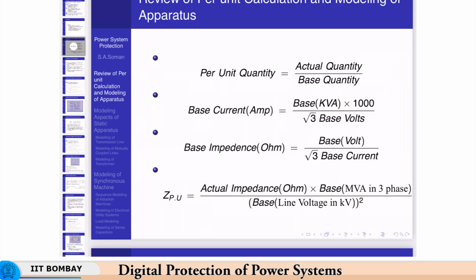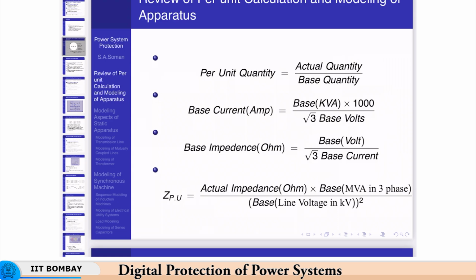Now, the base current, whose unit is amperes, is defined as base kVA, whatever base you define. Many a times for convenience we define 100 MVA as the base, but that is not necessary. Anything can be defined as the base. So, base kVA into 1000, or base MVA directly, divided by root 3 into base volts. Okay. Base impedance in ohms is base voltage divided by root 3 into the base current. Okay. So, these are the base quantity definitions.